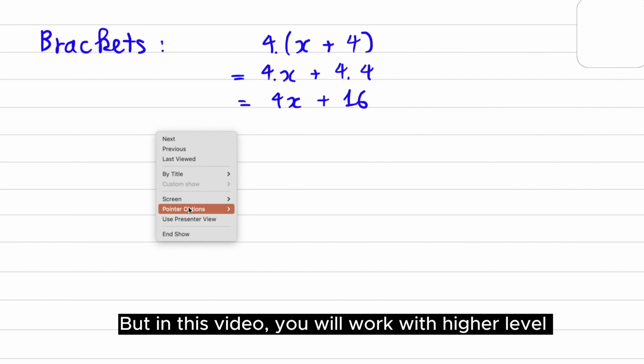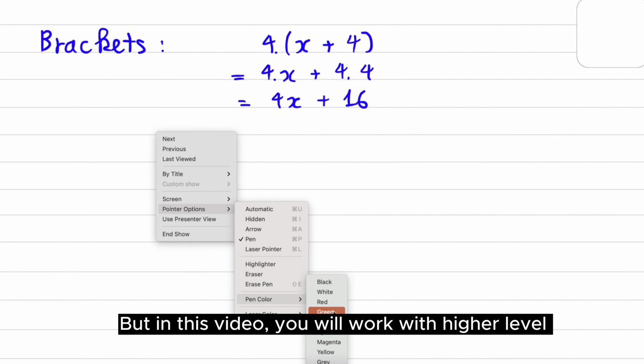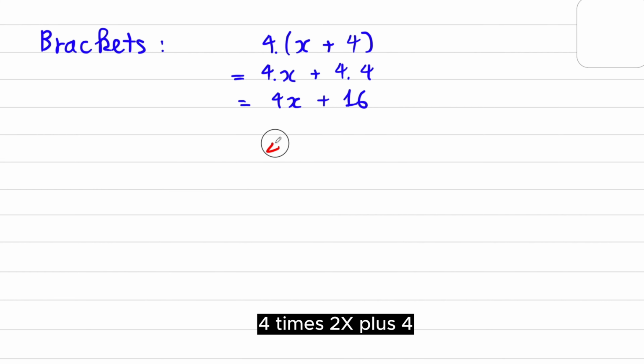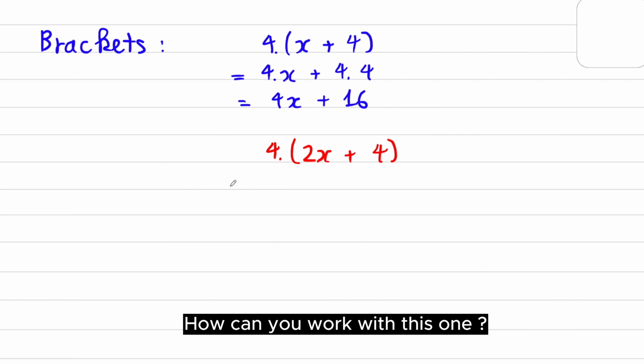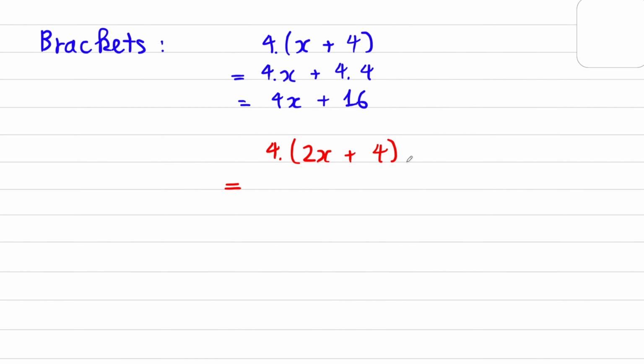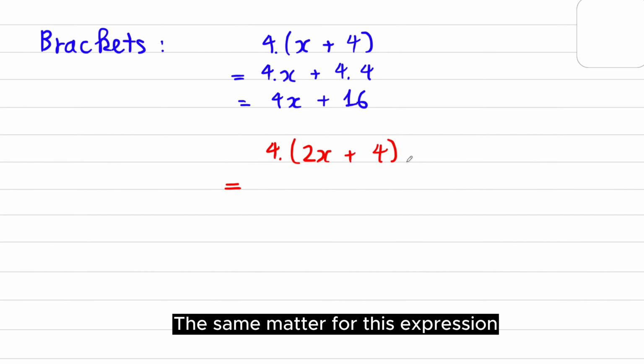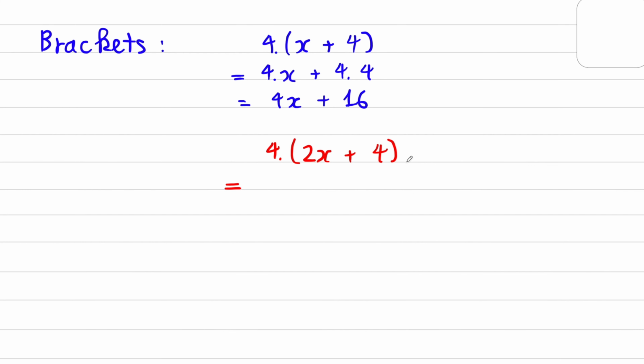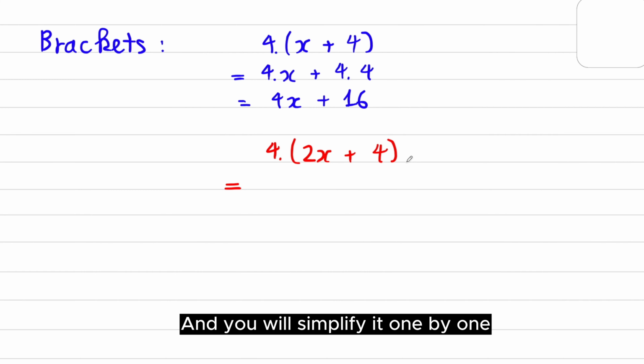But in this video you will work at a higher level. How about this one? 4 times (2x plus 4). How can you work with this one? The same method applies for this expression. You take the number outside the bracket, multiply it with the numbers inside the bracket, and you simplify it one by one.